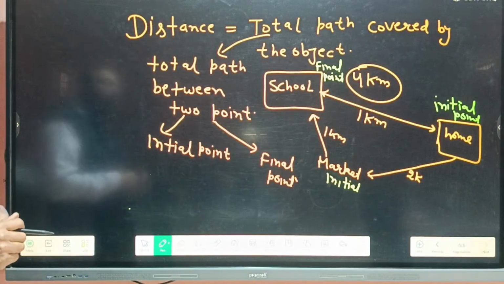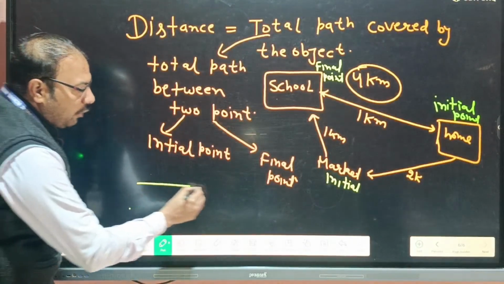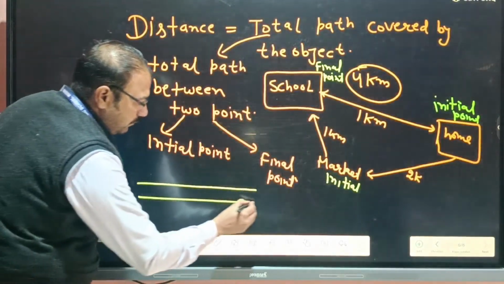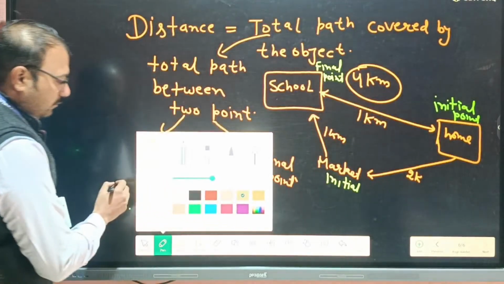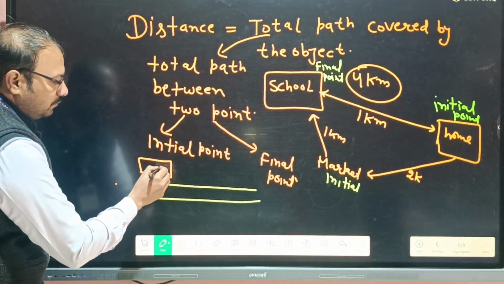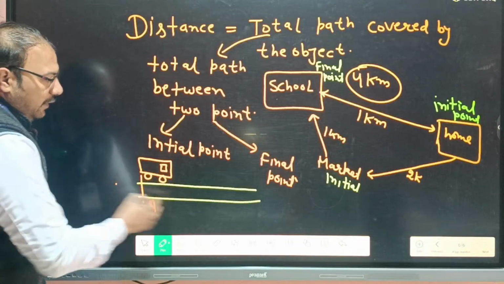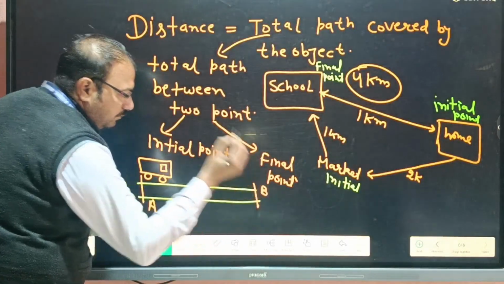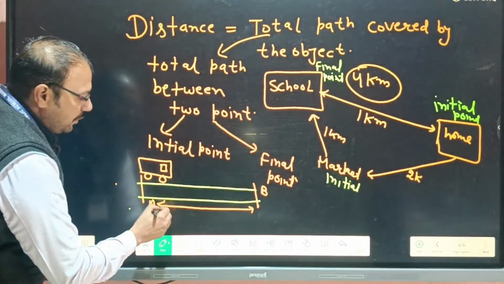So here we take one more example. For example, this is a straight road and here a car, and this point we say is A and this point is B. Okay, and how much distance is between these? The distance is 5 kilometers.